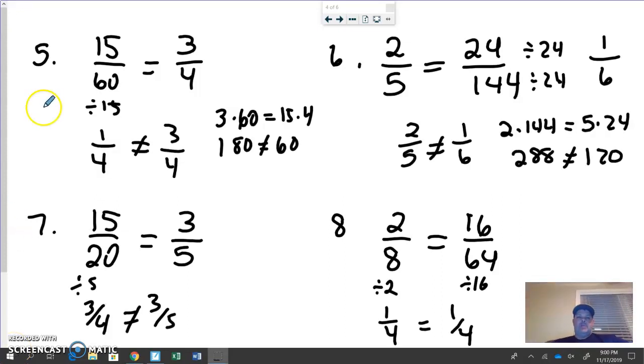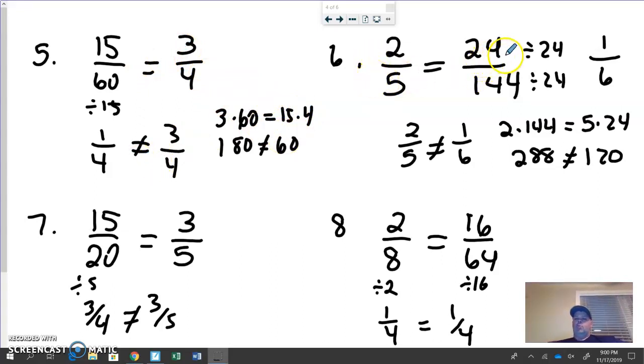So in our second set of problems, 15/60, we can divide both by 15, you get 1/4. 1/4 does not equal 3/4. The other way that you can do this is by cross multiplying. You can see 3 times 60 does not equal 15 times 4, so that is also not correct.